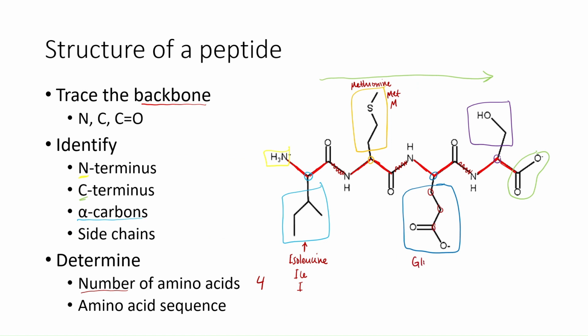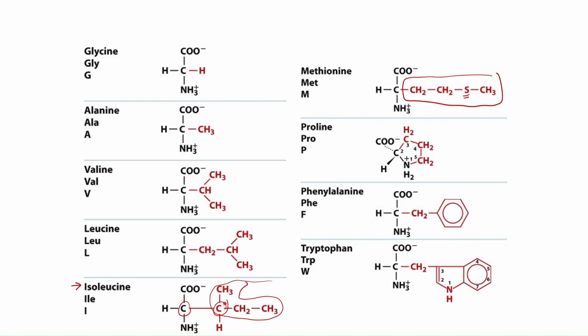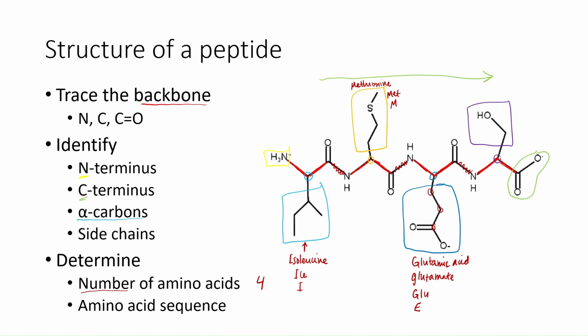So that's glutamic acid, which you can also call glutamate, especially when it's charged like this. And the abbreviation for that is GLU or E. So be careful with those abbreviations, right? Because not all of them are just the first letter of the amino acid.